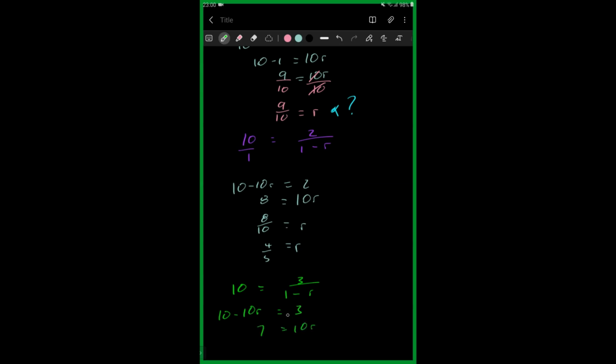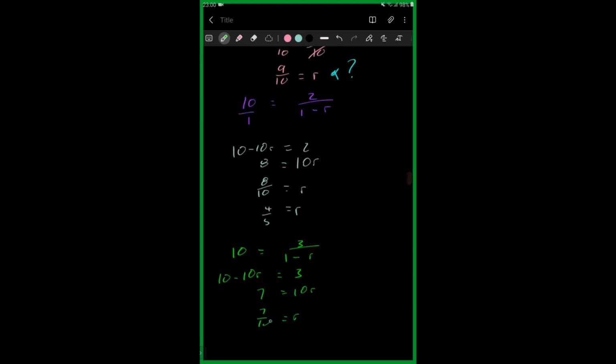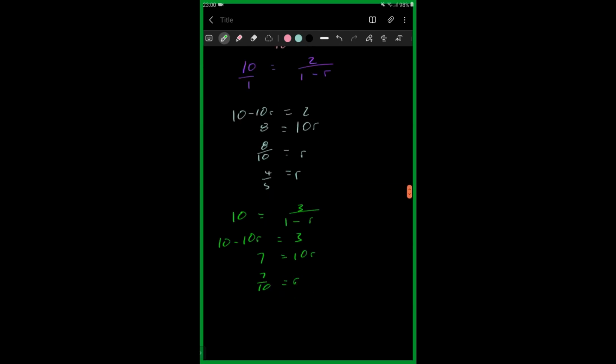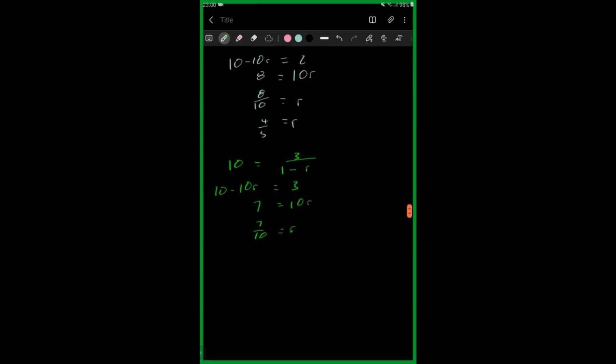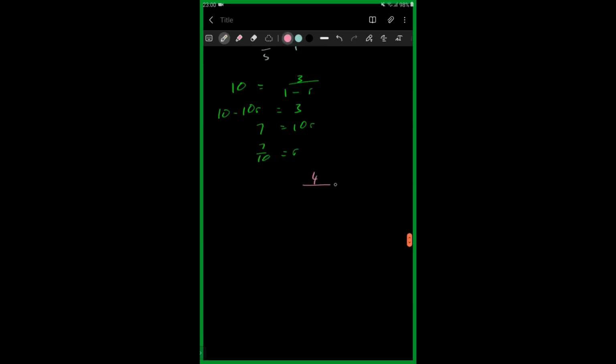7 over 10 is not a valid option for r, but then the others, let's try, we have 4, 5, and 6. So if a is a 4, let's see what this gives us. 10 minus 10r is equal to 4. Then here, 10r, this goes over, that's like a 6. And then here, that's 6 over 10 for r. This in its simplest form is 3/5. This is another valid option for r, right?